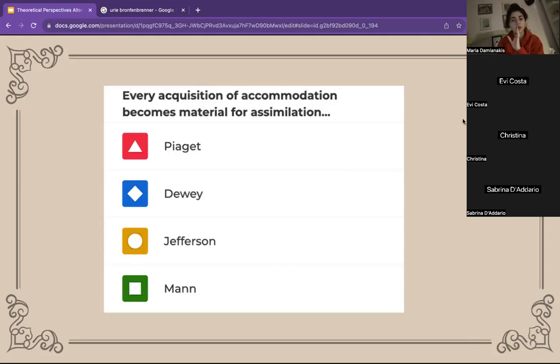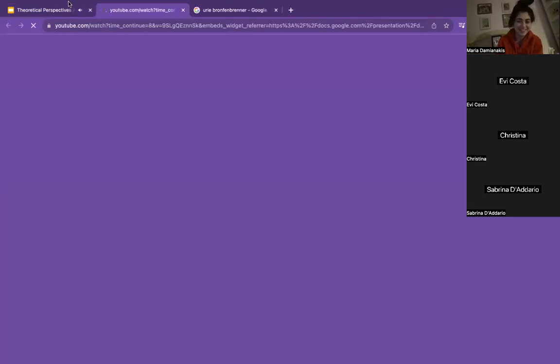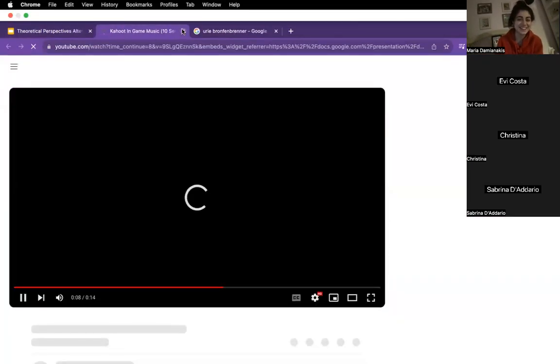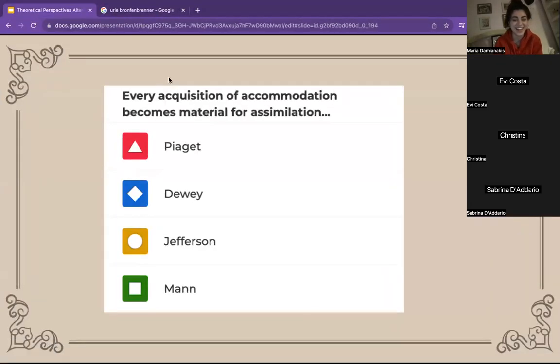So this is the first one. Every acquisition of accommodation becomes material for assimilation. So think about who we talked about and who it could be. Is it the red one, Piglet? Page? Yeah, okay. Oh my God, Page. Yeah, it's Piaget. Okay. Good job, Christina. Okay.